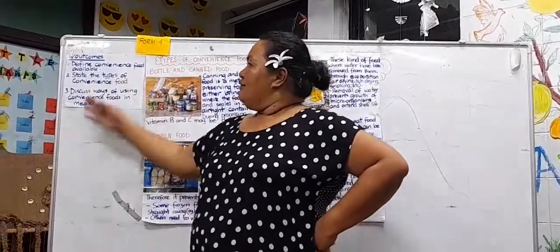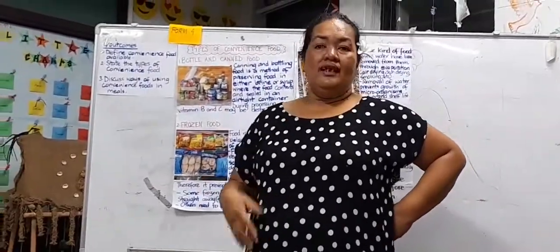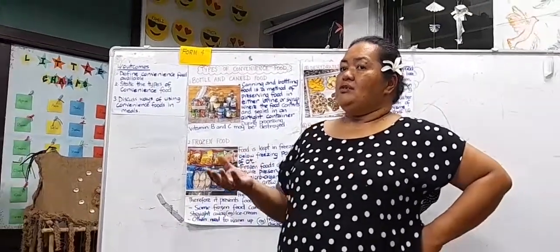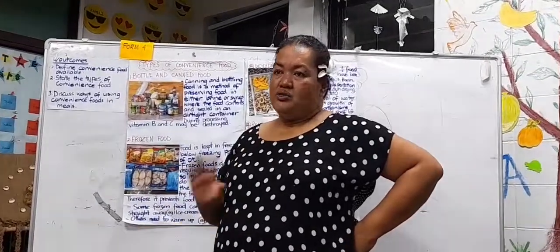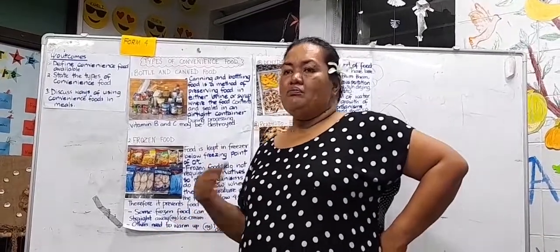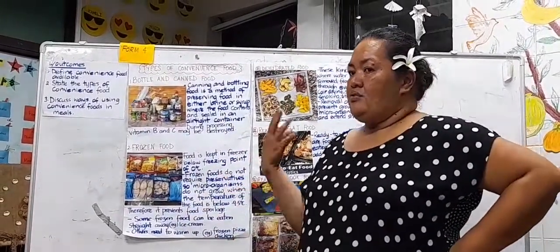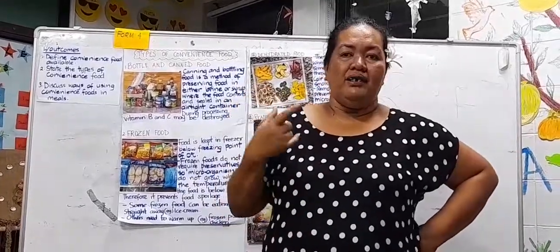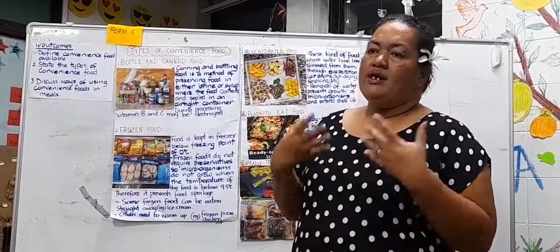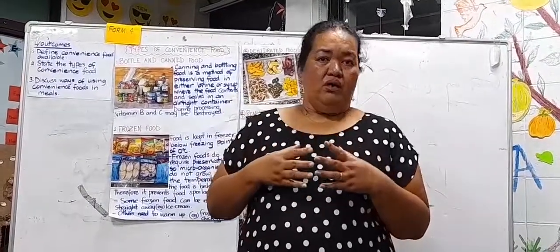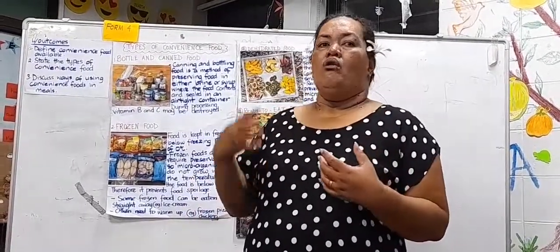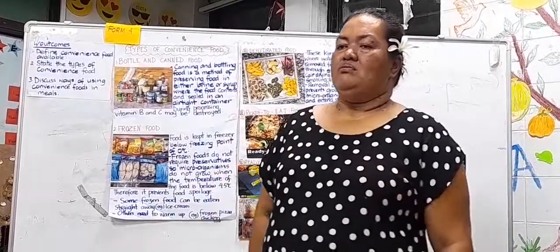Okay, the last one, discuss ways of using convenience food in meals. Remember that convenience food are not as nutritious as fresh. Some nutrients and flavors may be lost during the process of bottling, canning, and drying. So therefore, the best way to use convenience food is together with fresh food. We can eat our meal with vegetables to make our meal more nutritious and more enjoyable.